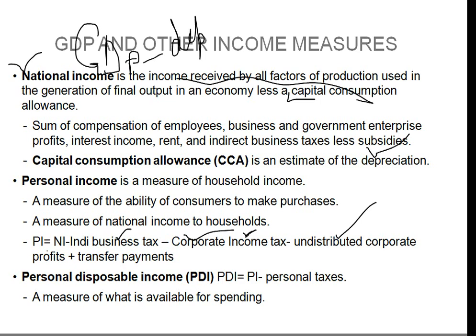Personal disposable income is personal income minus personal taxes. So we subtract personal taxes from personal income, and these can be indirect taxes which we pay in our day-to-day activities. That is personal disposable income. This is actually the income which we get, spend, and benefit from.